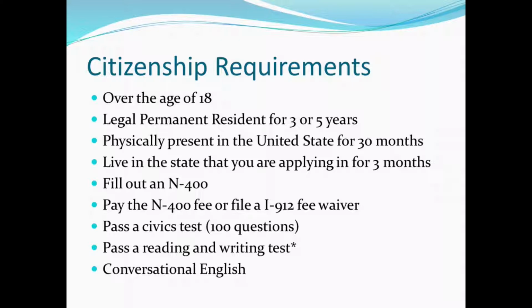The first one is that you have to be over the age of 18. If you're not over the age of 18, you cannot apply for citizenship using the N-400. You can obtain citizenship if you're under 18 through your parents, however. If one of your parents obtains citizenship while you're under the age of 18, then that citizenship just transfers down into the minor, the person who's under 18.